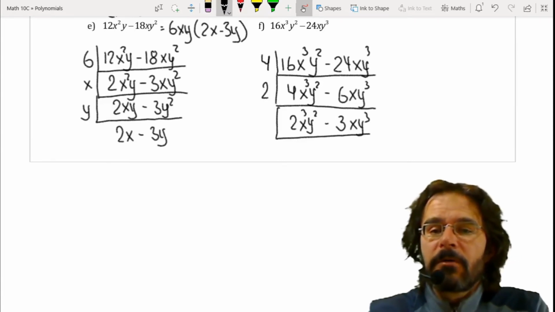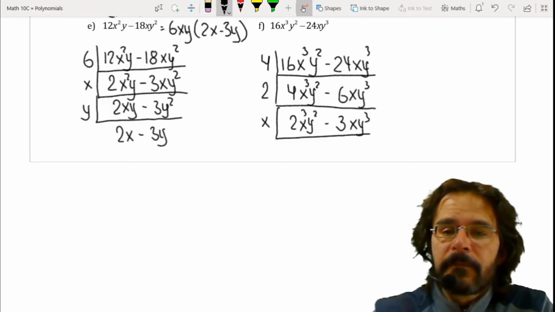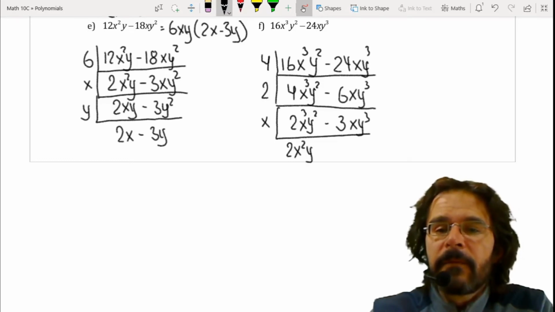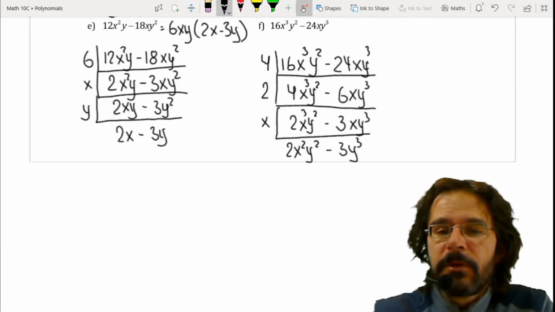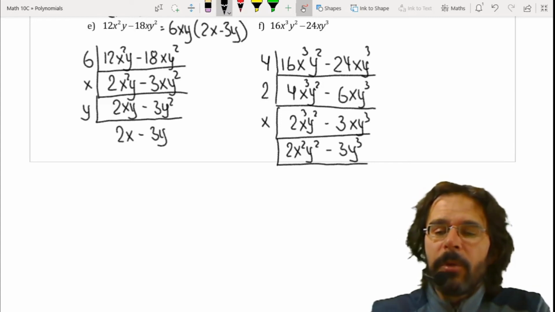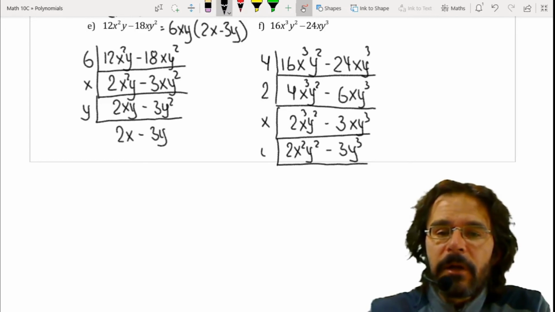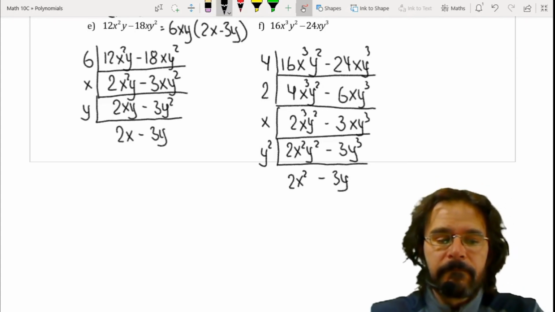We're done with the numerical coefficients. We move on to the variables. We can factor out an x, which leaves us with 2x squared y squared minus 3y cubed. And then in terms of the y variable, we can factor out a y squared. Both terms have at least y squared in common. They have two y's in common, which leaves us with 2x squared minus 3y.